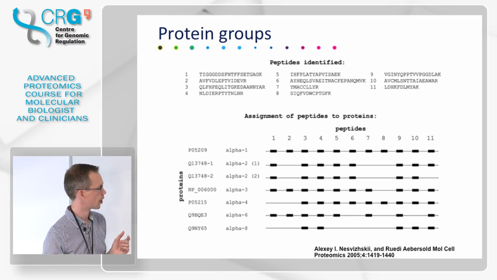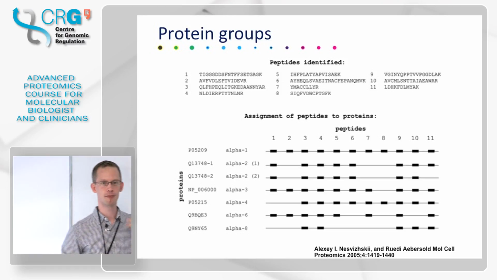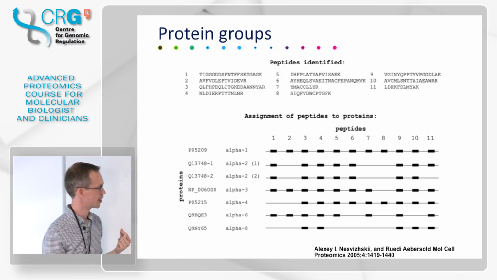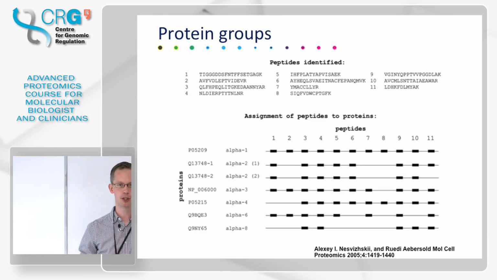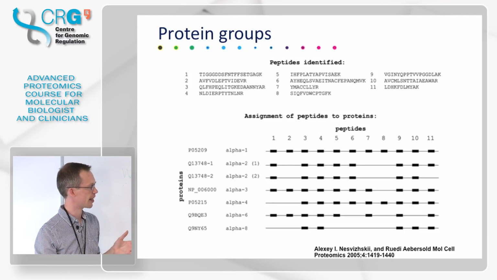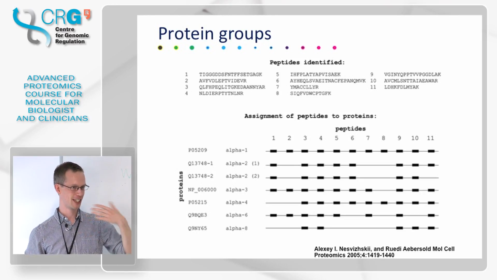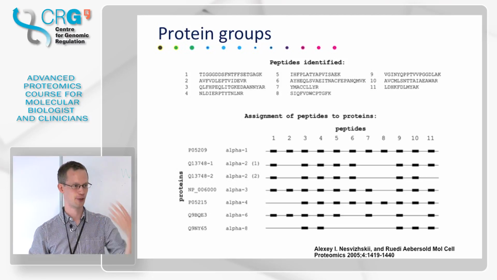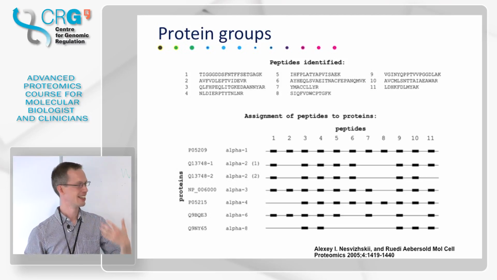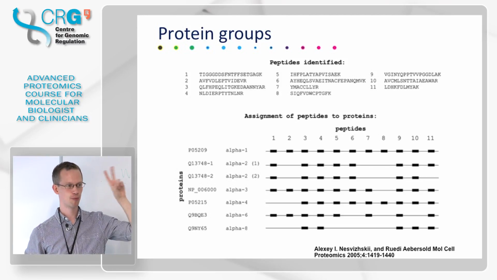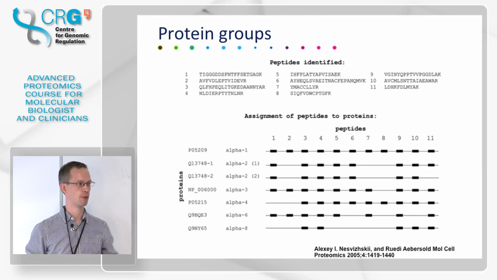So we can say, okay, we may prioritize this protein, but it could actually be any of these. So we will organize this in a protein group and say, these we cannot really differentiate between, but they're probably there, some of them. That's how you should interpret these long protein lists coming out of shotgun proteomic studies: each protein is actually a protein group.